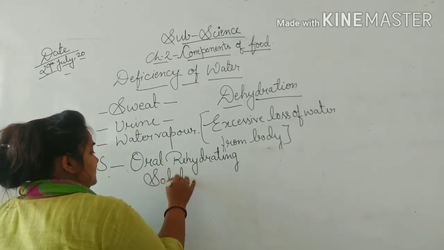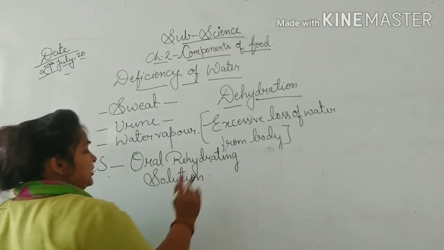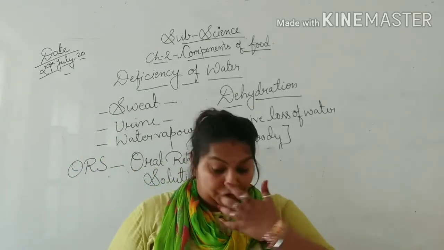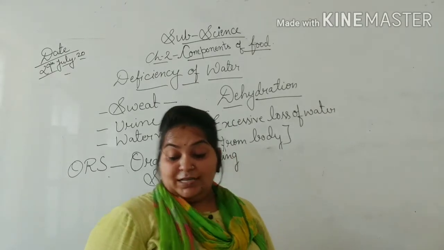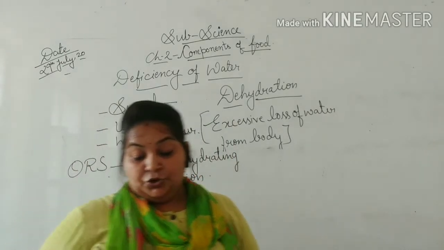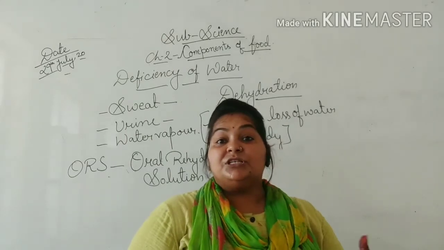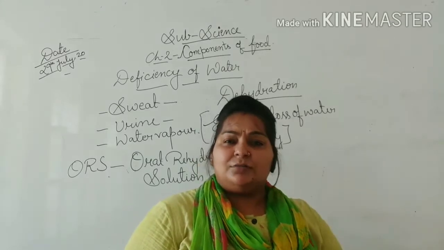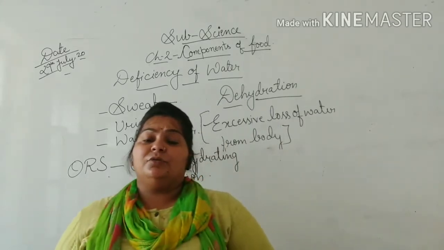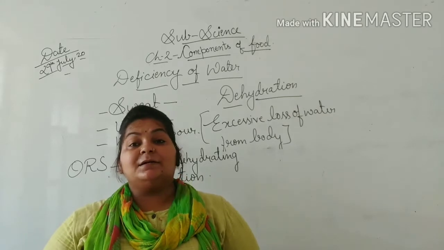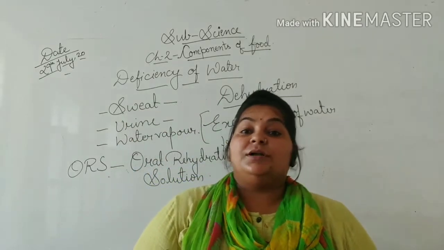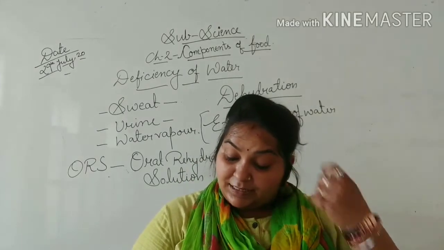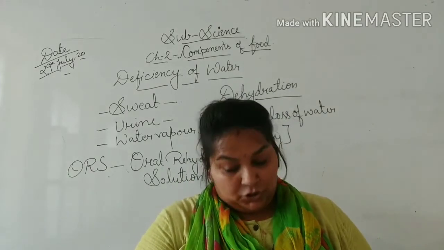Now, what's the use of such a solution in our body, and how is it useful to us? Clear? So ORS is given to the patient to cure dehydration. It is the only solution which equalizes salt and sugar and controls the dehydration in your body. ORS can be taken from primary health centers free of cost.